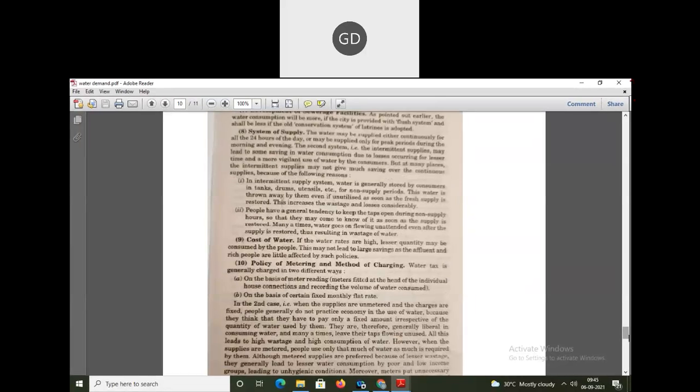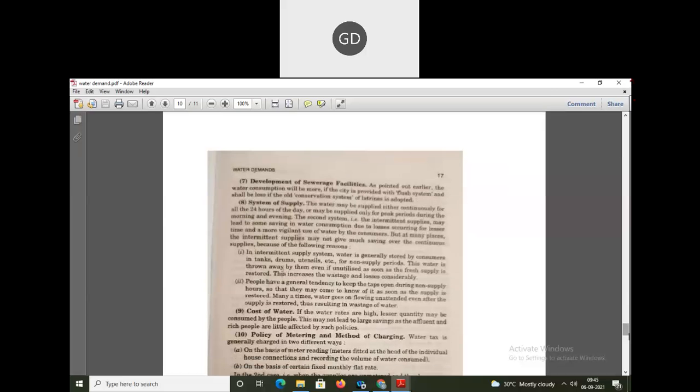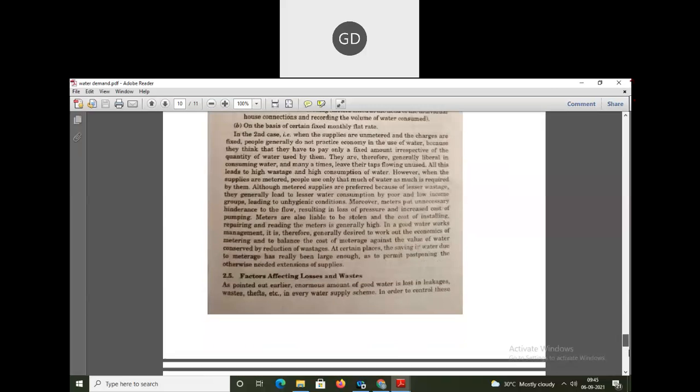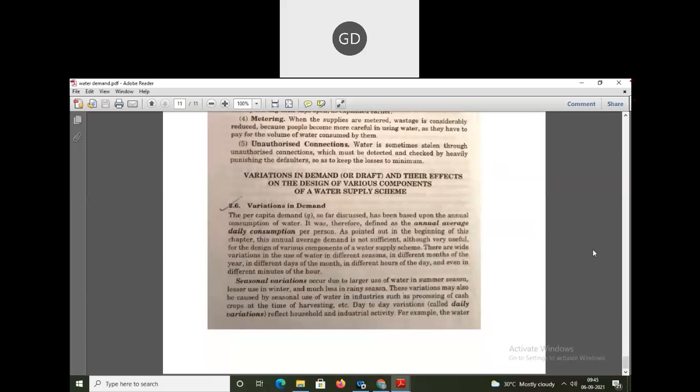So these are all easy points. Five or six points I have already explained. Like this, there are some factors which affect your per capita demand. Okay, next we are coming to, this PDF is finished.